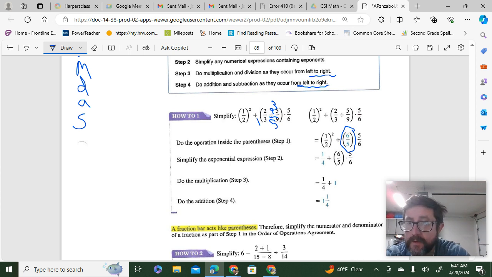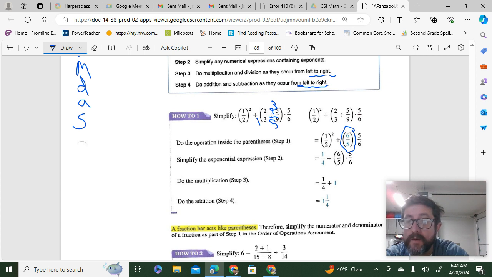And yes, you want to do this each time: rewrite your equation with the simplest form of the operation that you just did. So now we have 1/2 squared plus 6/5 times 5/6. So next we do what's with the exponents.